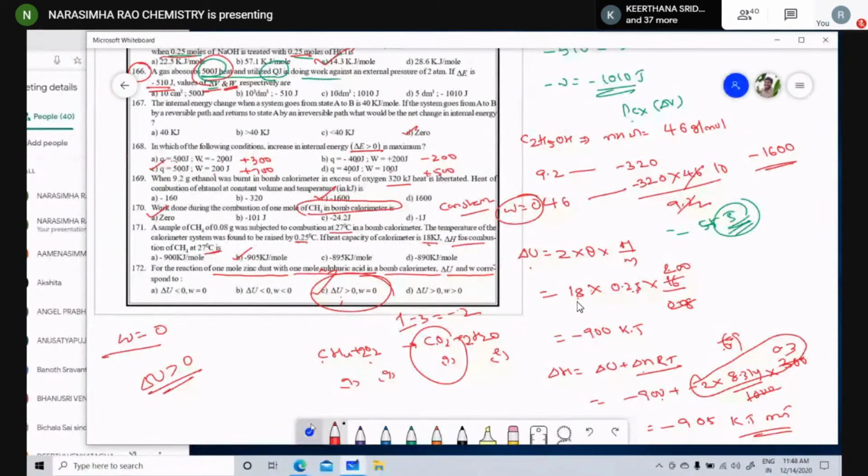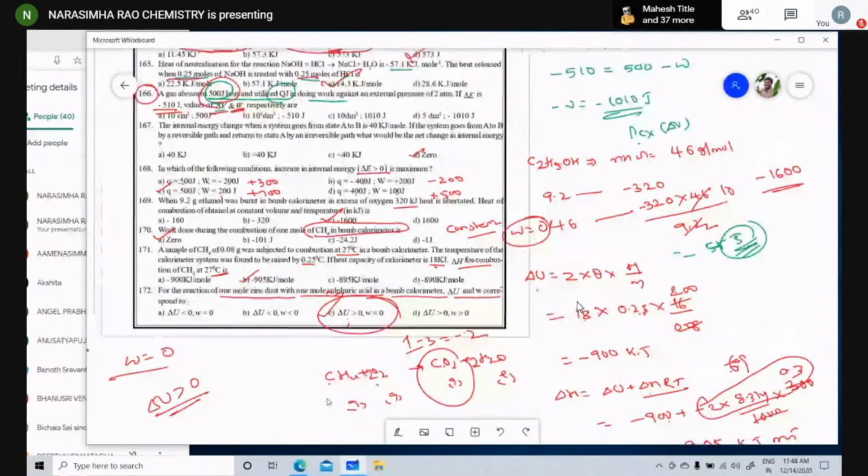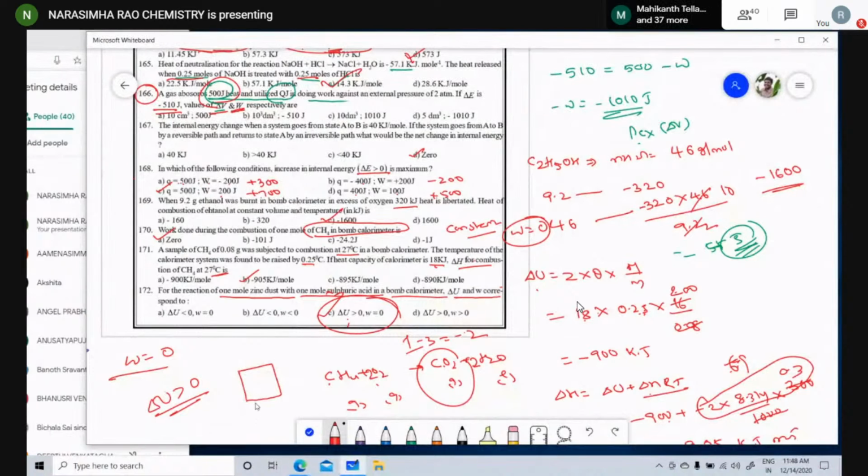Sir, why not option A, sir? Option A. If, for example, this is the system: 1 mole of zinc dust with 1 mole of sulfuric acid in a bomb calorimeter. Energy is released. Then work done W is equal to 0. Okay, no problem, W is equal to 0.